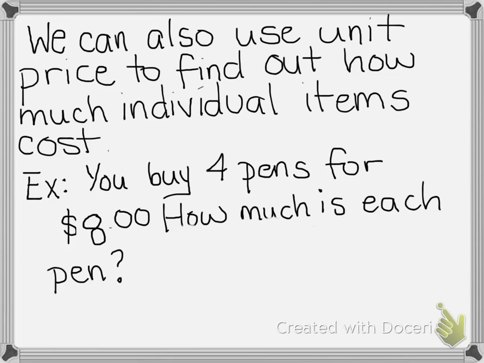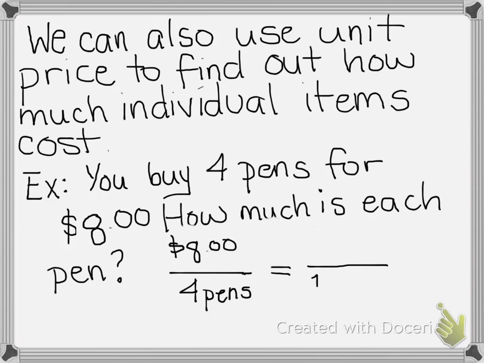We also use unit price to find out how much individual items cost. So for example, if you go to the store and buy 4 pens for $8, you can find out how much each pen costs. So take the total cost for all the pens, $8. Make sure you put that that's for 4 pens. I always try to put my dollars on the top so that I know right away on this side I'm looking for the cost of 1 pen. My unknown number is on the top.